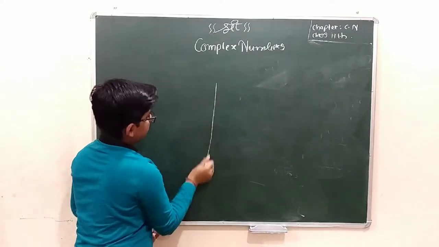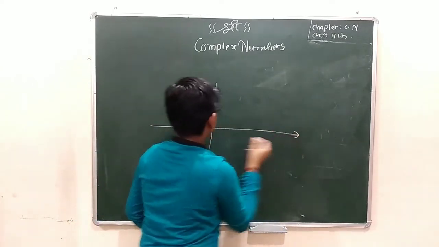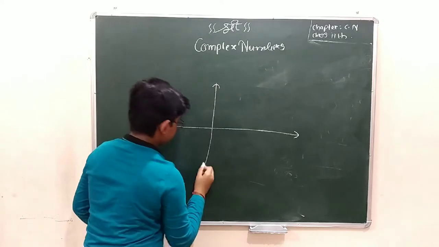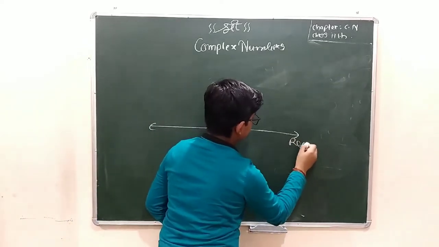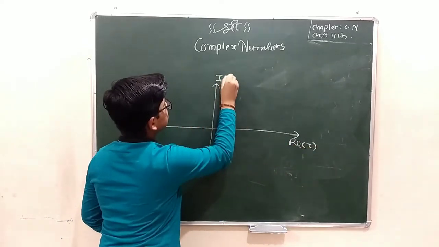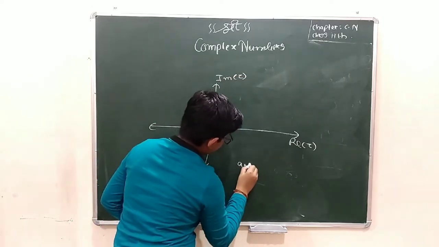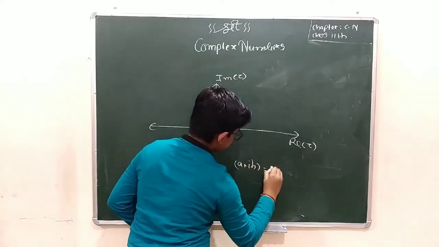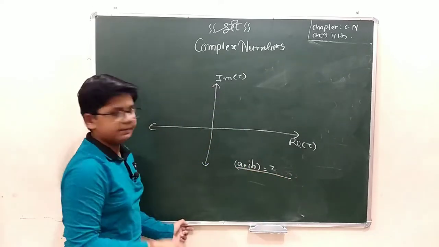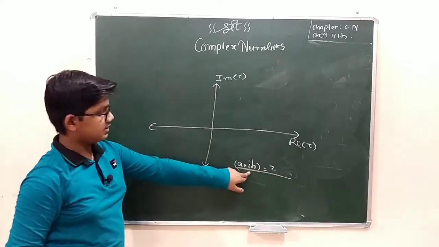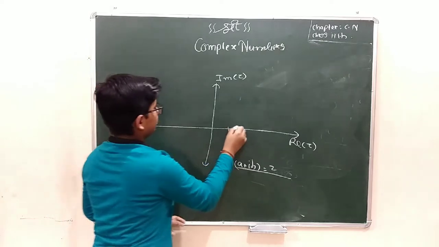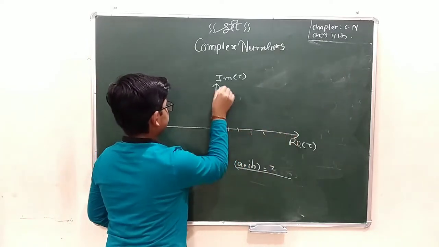Now suppose I take this graph, also known as the Argand plane. This is the real axis, the real part of z. This is the imaginary part of z. Now here this is the complex number, which is a plus ib. Now if I plot it on the Argand plane.